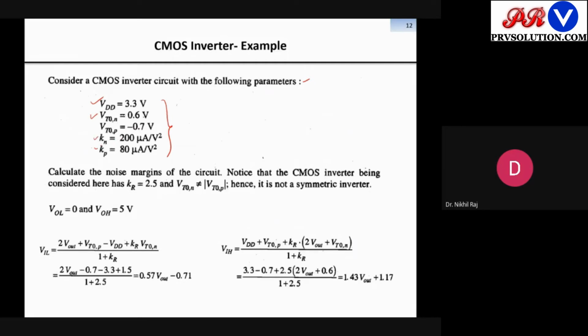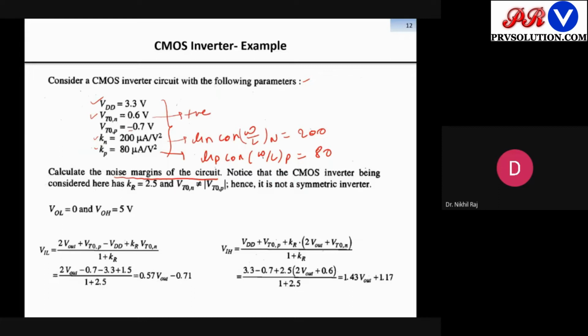So from here what we see is that VT naught is positive, so definitely it is an NMOS, that's why it is positive. The minus sign is saying it is a PMOS, that is 0.7 volt. And this mu and Cox W value is how much? For the NMOS case, they have said it is 200, and for the PMOS case it is 80. So calculate the noise margin of the circuit.